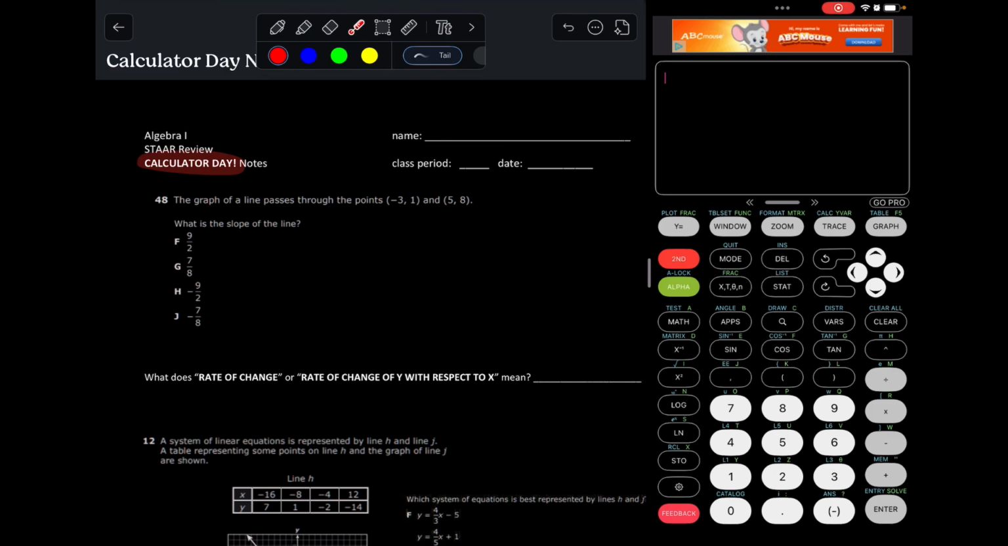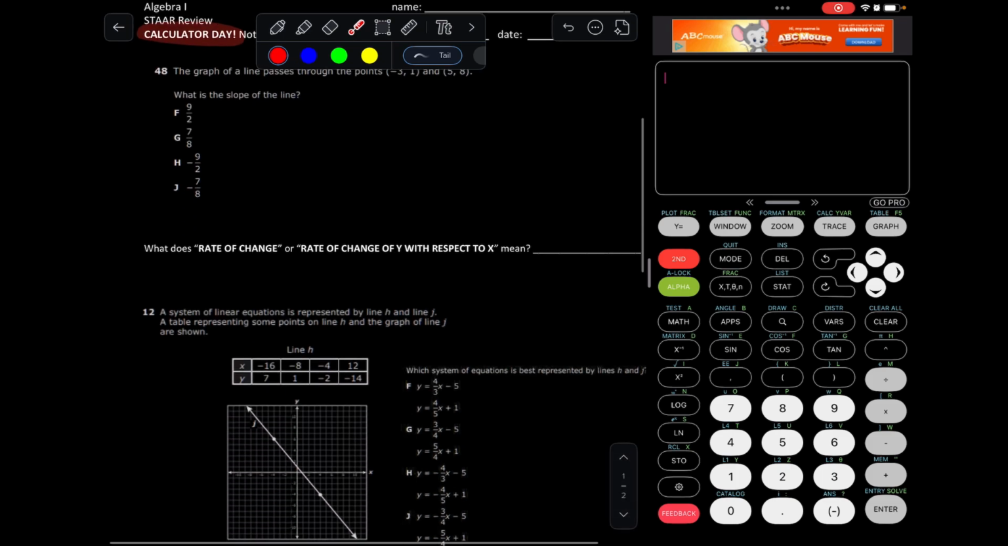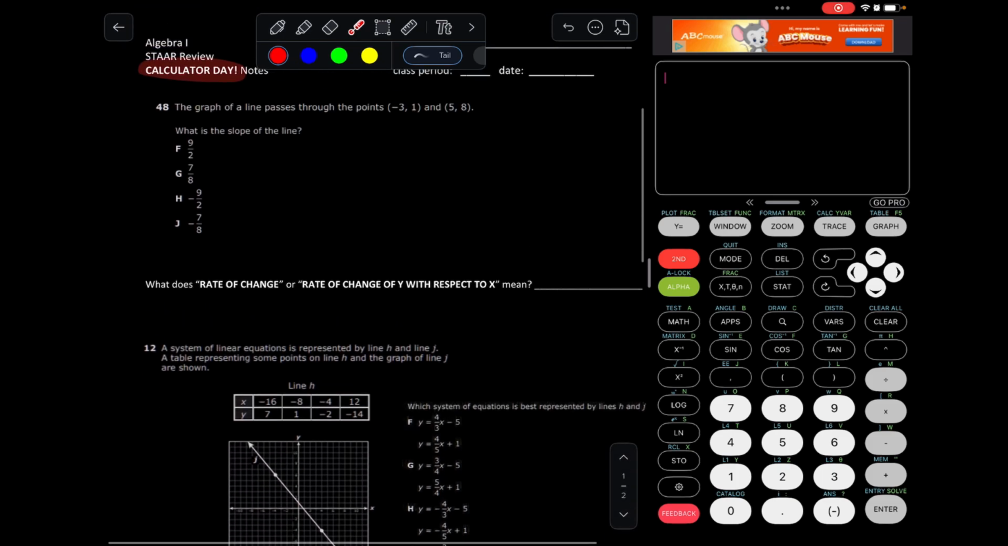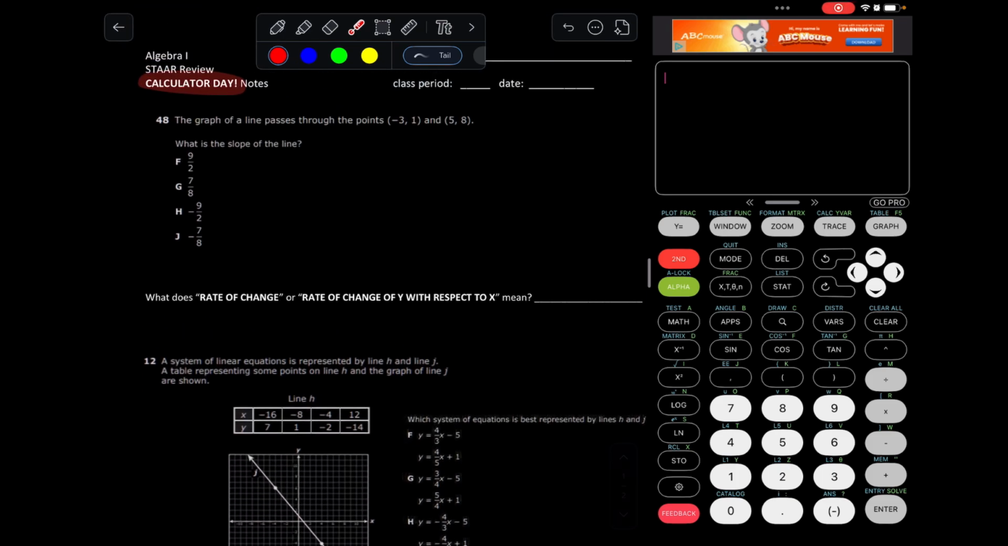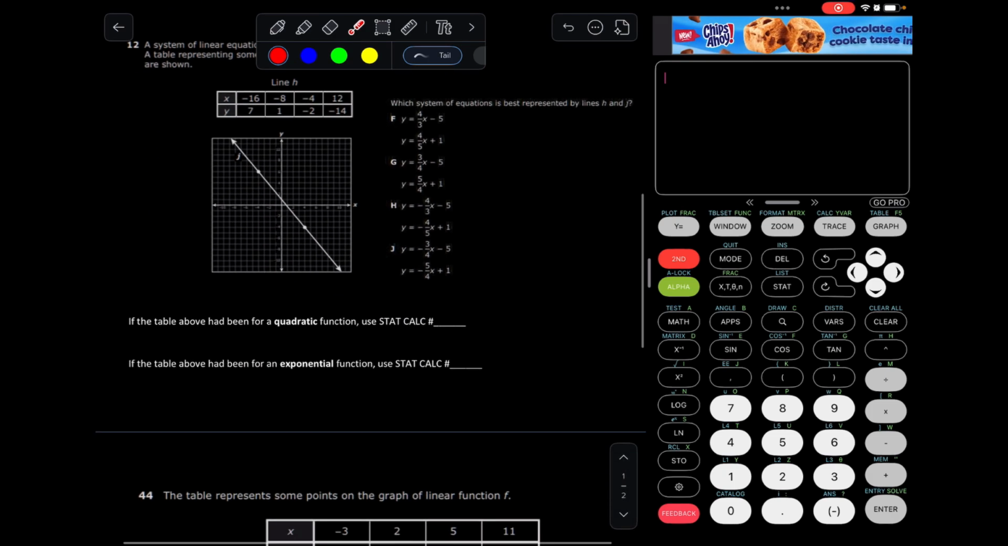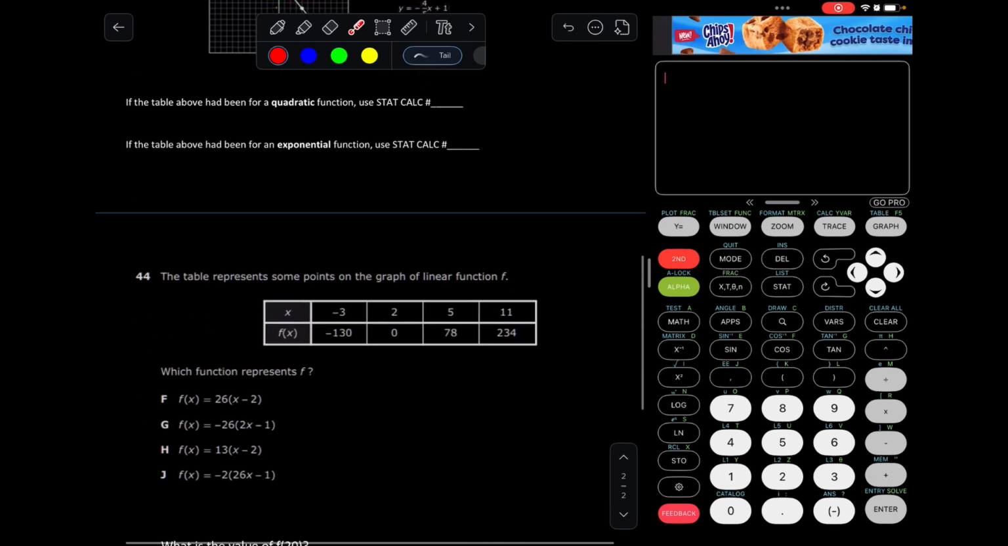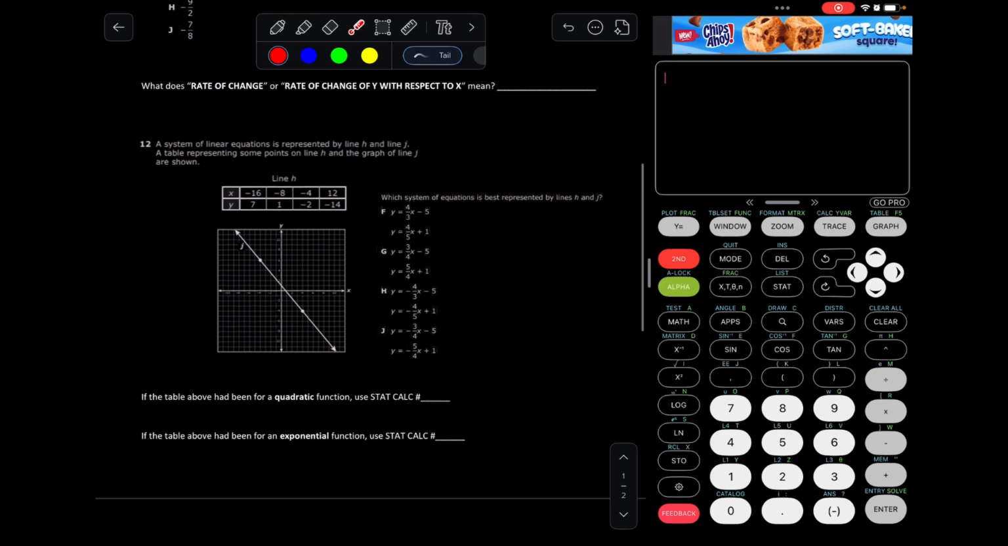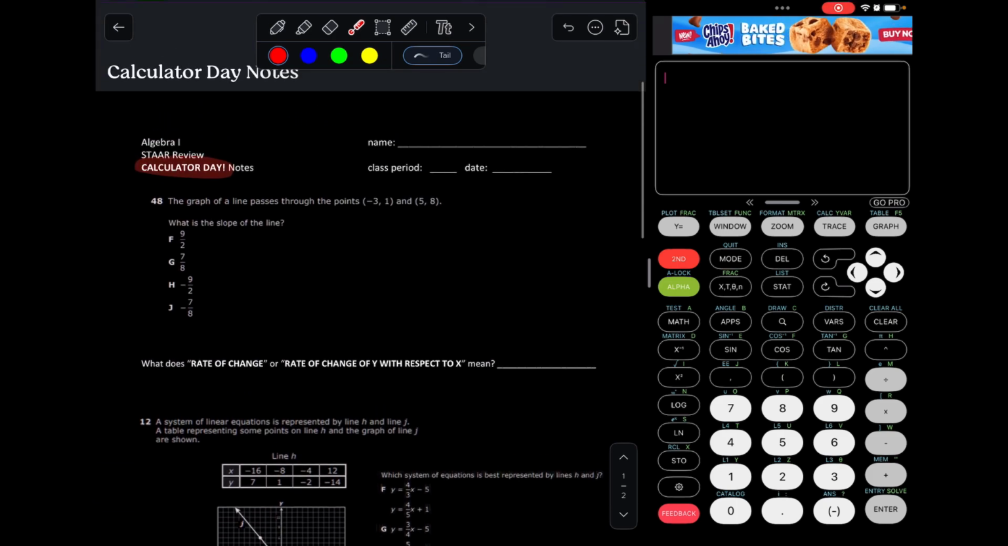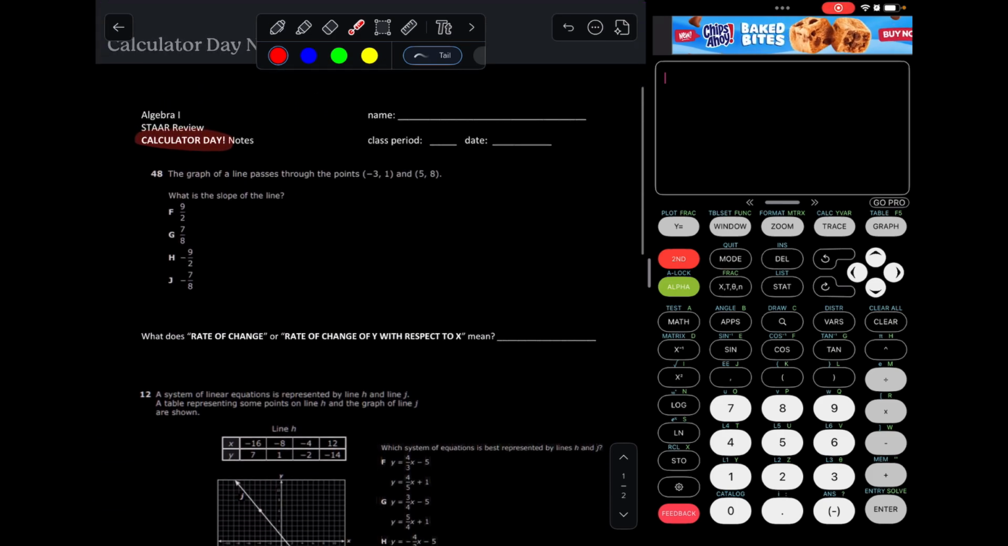Hello. Okay, so today you are going to be doing an activity in Miss Kat's class where you're going to be doing 18 questions around the room. But first, you're going to do these calculator day notes. All these questions you can use a TI-84 calculator on, and I pulled them directly from 2023 and 2024 STAR test. So they've been used before. You're probably going to see them again. And again, you can use a TI-84 calculator.